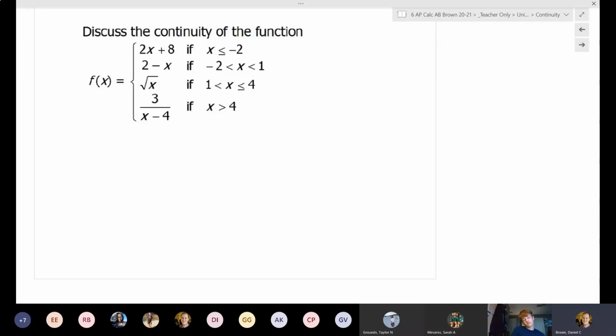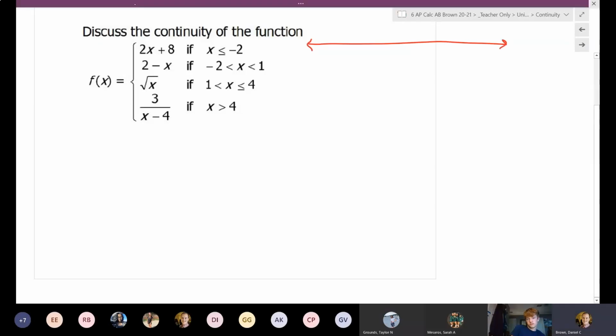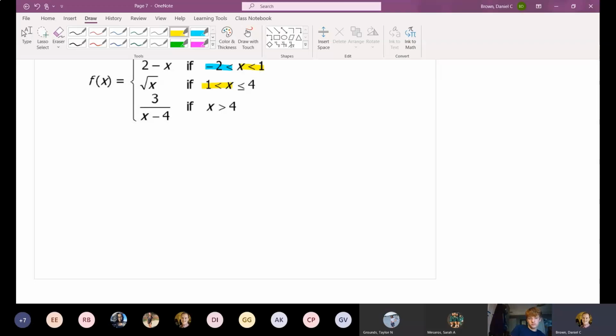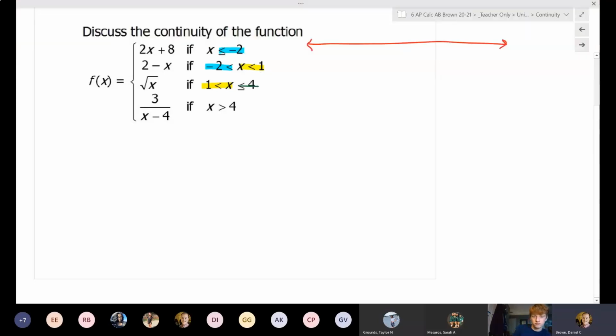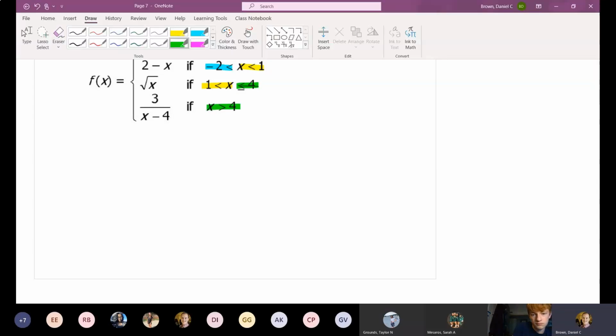So when you're looking at a piecewise function, we know that only certain parts of the graph exist in certain pieces, hence piecewise. When I think about it, I think about a number line. And I look for all of the breaks in the graph. So I see -2 is a break in the graph. I see 1 is a potential break in the graph. And I see 4 is also a potential break in the graph.